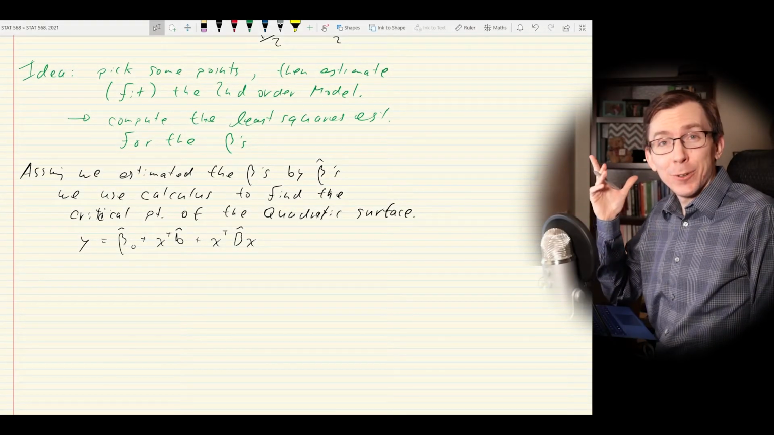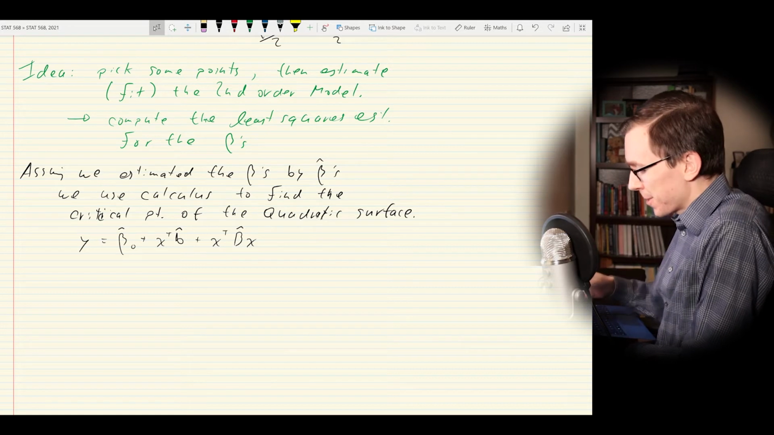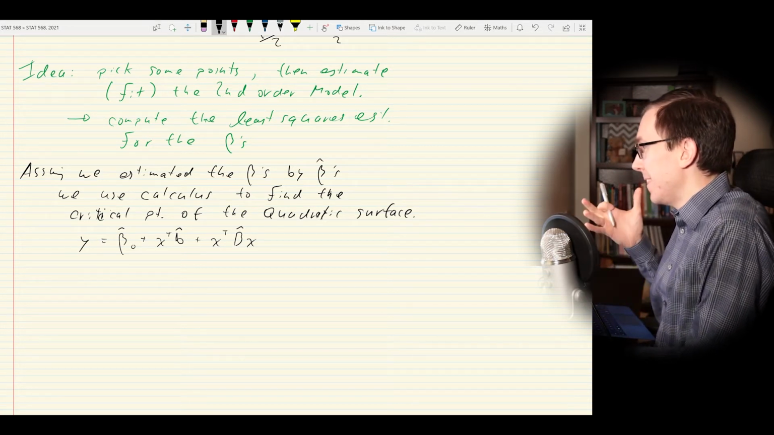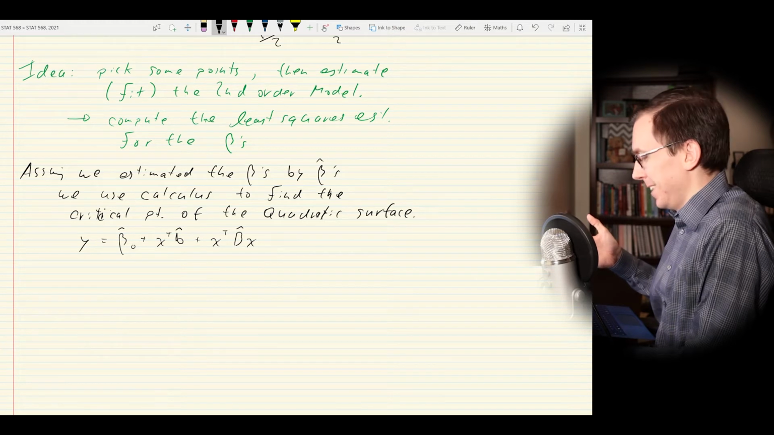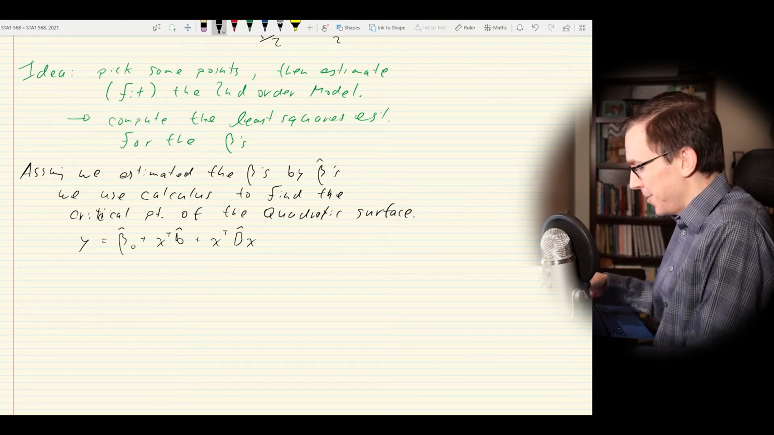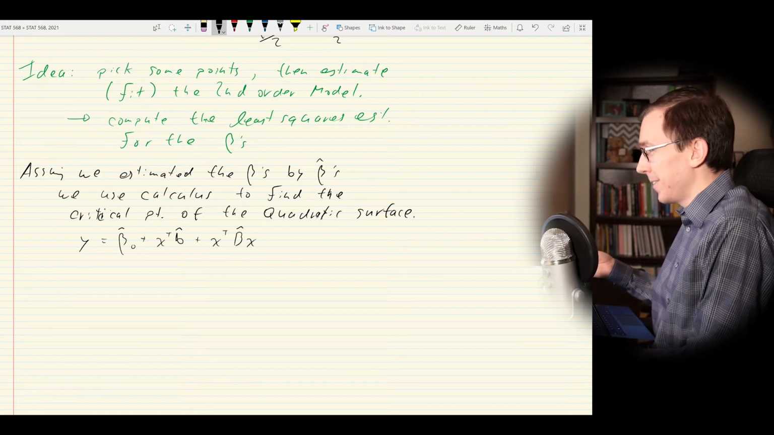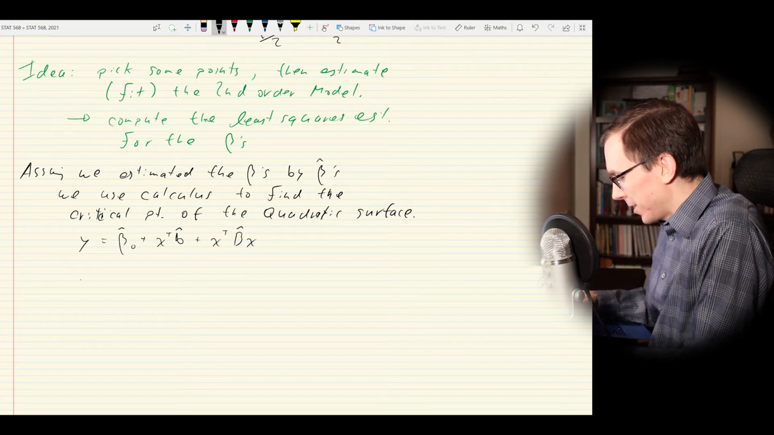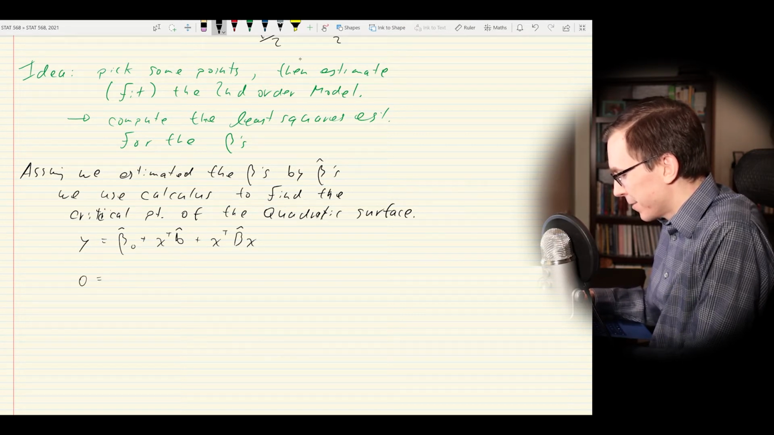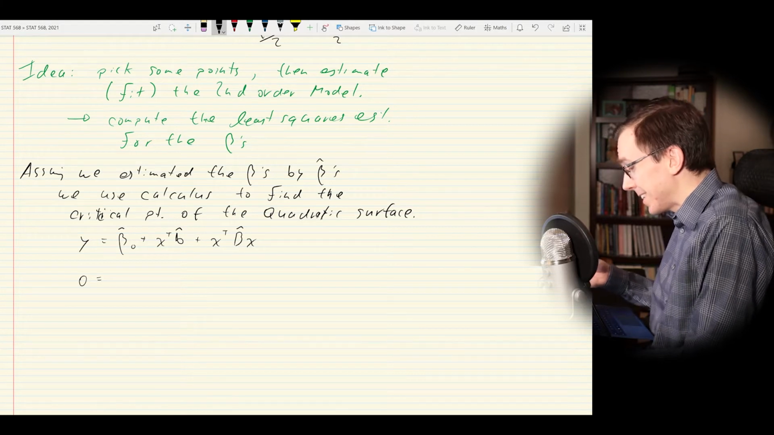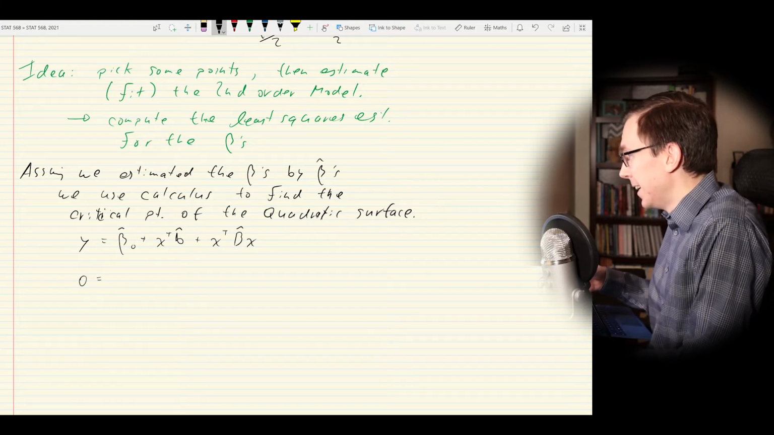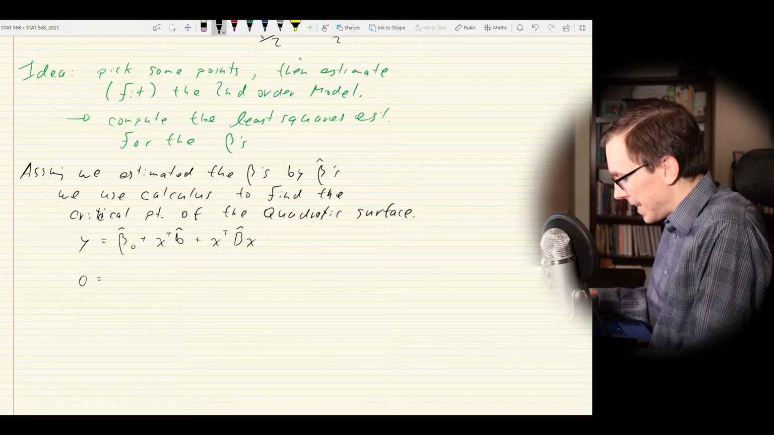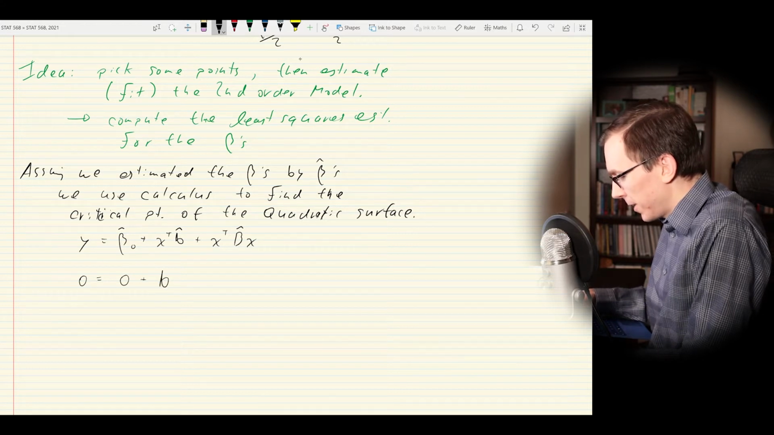If we want to find the critical point of a quadratic surface, what we basically do is take a derivative with respect to x and set it equal to 0 and find the critical point. Now, when we take the derivative of beta naught, that's constant, that becomes 0. When we take the derivative of the second piece, so I'll write the 0 in just so we can see where all the pieces go, we're going to have a b hat.